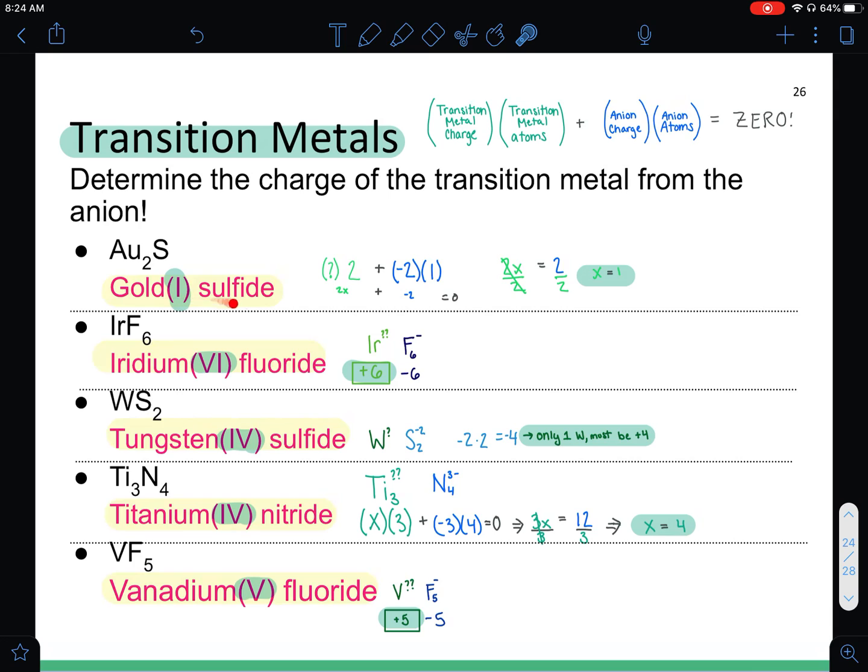So we end up with gold(I) sulfide, iridium(VI) fluoride, tungsten(IV) sulfide, titanium(IV) nitride, and vanadium(V) fluoride. All right, if you want to check out the work for how I solved each of those, please pause the video, and when you're ready for more, press play.